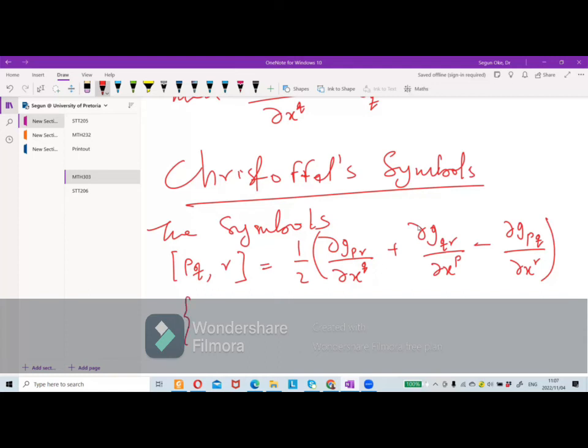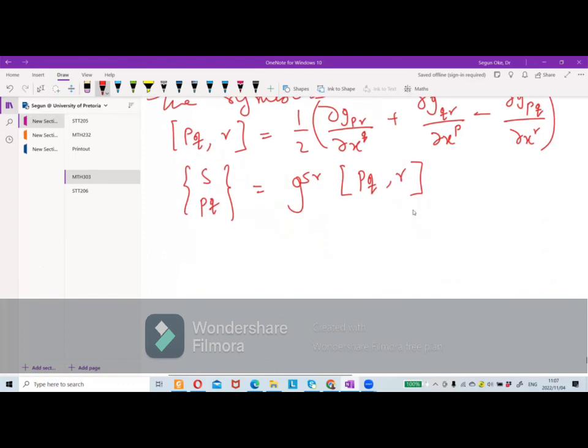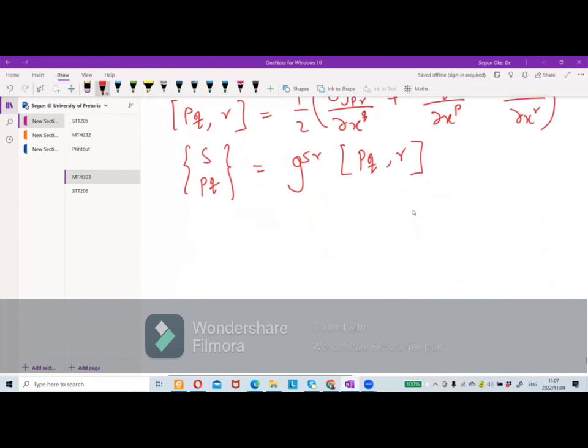Then, in case you have this SPQ, it is the same thing as GSR into PQ, R. They are called the Christoffel symbols of the first and second kind respectively. Another symbol used instead of the Christoffel symbol is gamma, they use it also to define some quantities. They can give you a question of this nature and ask you to define them.